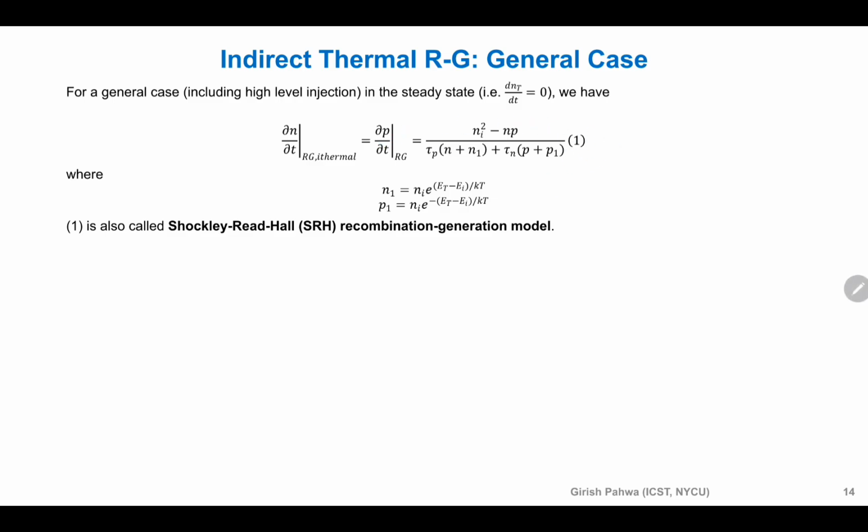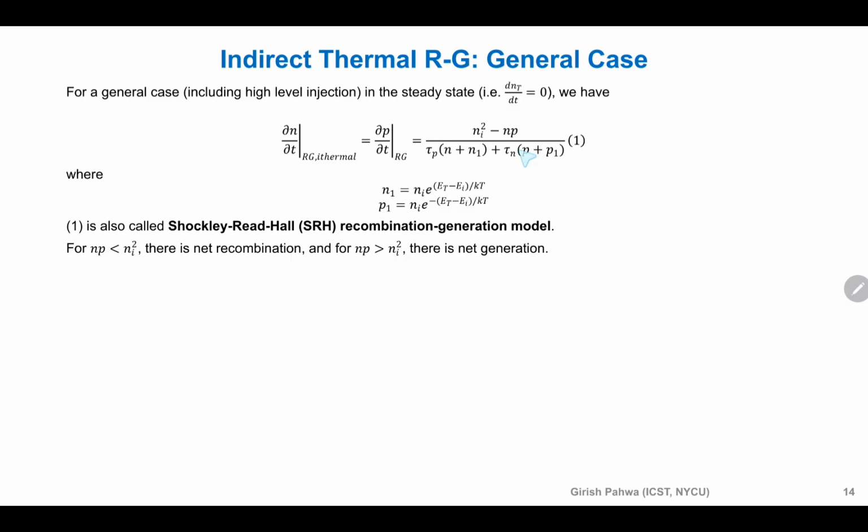Now, using this, I can derive whatever expression we derived. For low level injection, whatever I have derived, right, del n by del t is equal to minus delta n divided by tau n. Similarly for the holes, that can be derived from here as well.